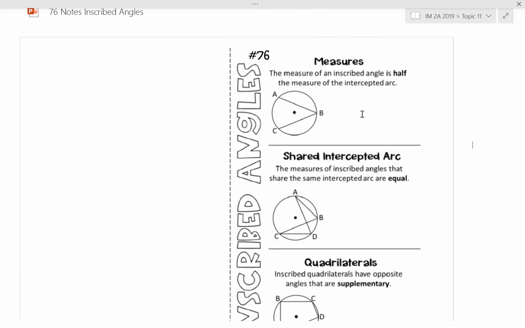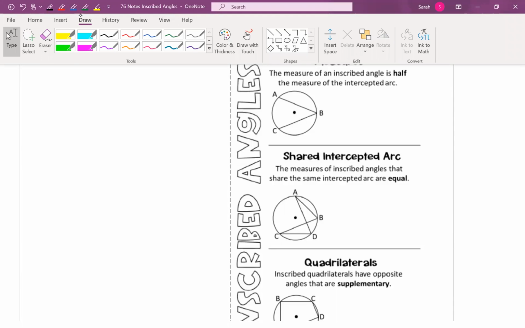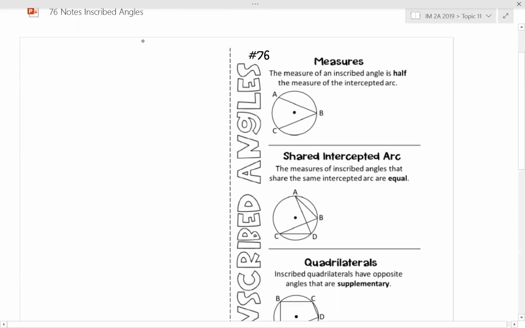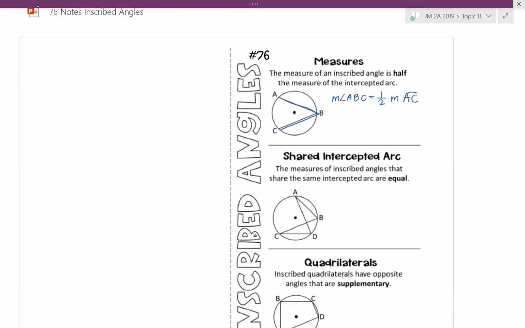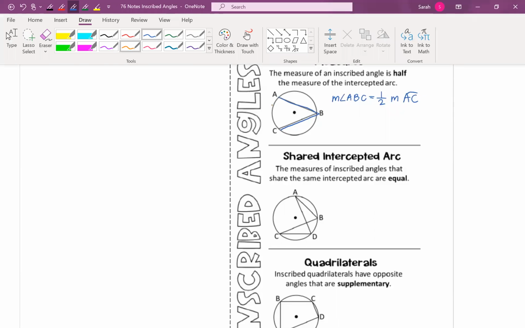So there is a different relationship between the arc and the inscribed angle in this situation. So the measure of an inscribed angle is half the measure of the intercepted arc. So what that means is that in this diagram, the measure of angle ABC is half the measure of the arc. So in this case, the arc is arc AC.